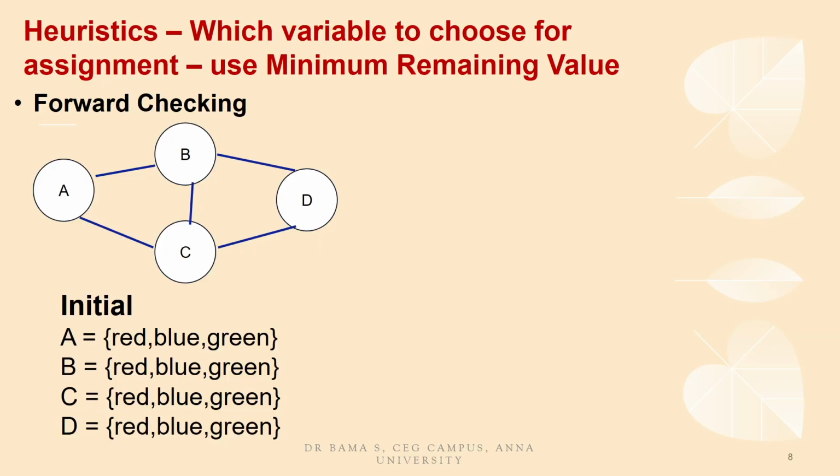The first one would be the forward checking along with the minimum remaining value. Let us assume one example here, a simple example. Here we have taken 4 nodes. If you see, I have just put it as a graph, assume these are going to be some kind of cities. So, A is adjacent to B and B is adjacent to D and B is adjacent to C.